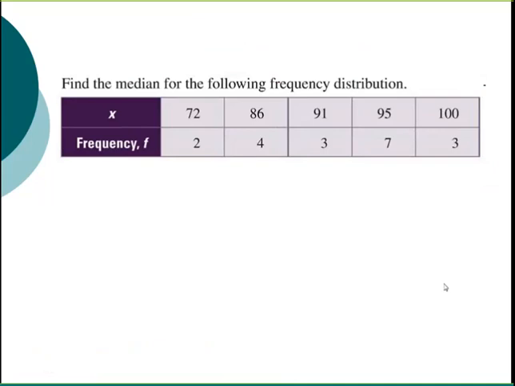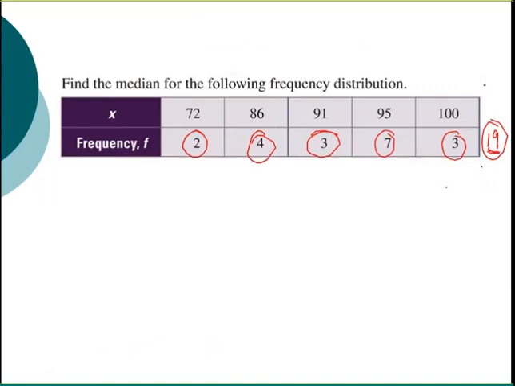All right, so we're going to find the median for the following frequency distribution, which is going to be very similar to what I just put in. But first I've got to figure out how many numbers I have. I got 2, 4, so it's 6 so far. 3 more is 9. And now I got 16, 17, 18, 19 different numbers. So there's 19 numbers here.